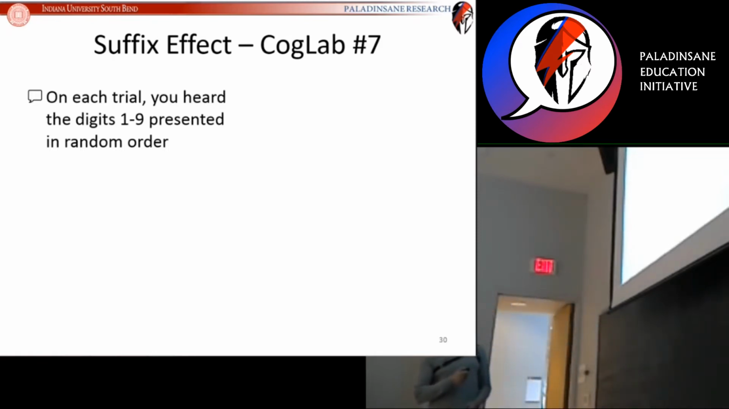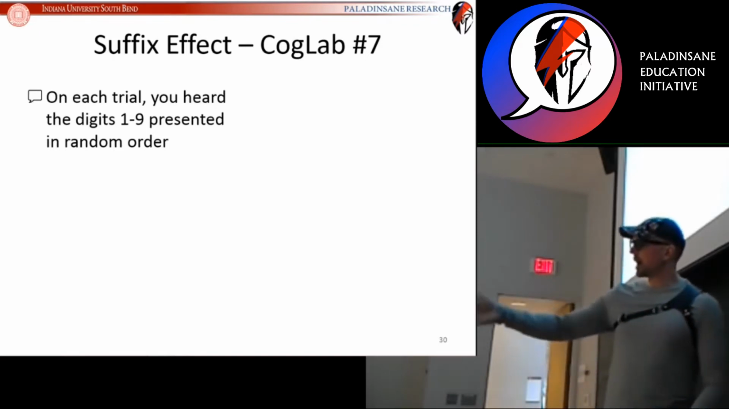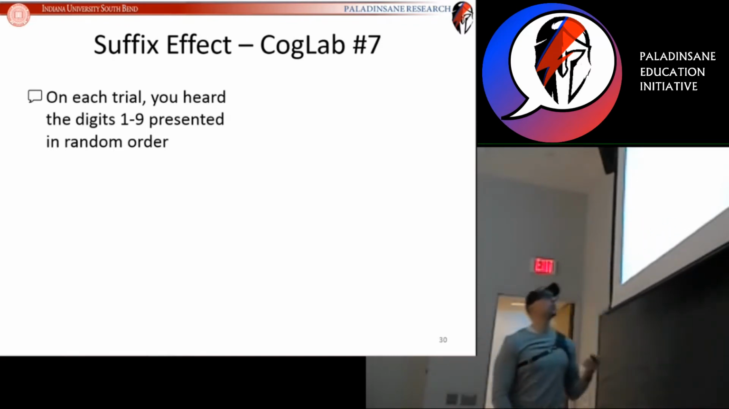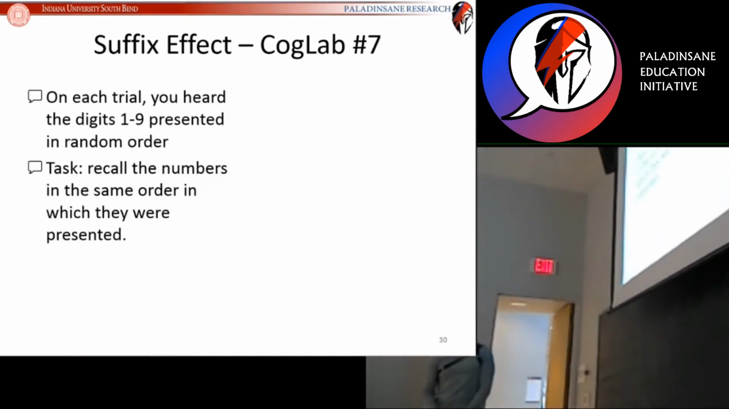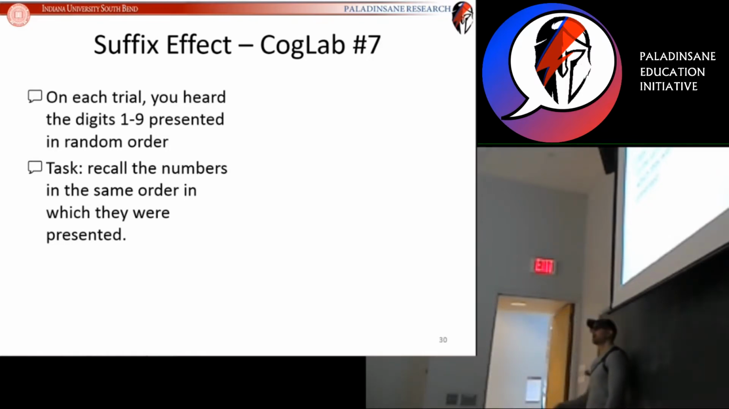So on this trial, what happened was you heard digits 1 to 9 presented in random order, right? Almost like a 9-digit phone number. So 9 digits in random order. And your task was to recall them in the same order in which they were presented. So this is known as serial recall, when you have to remember things in order.